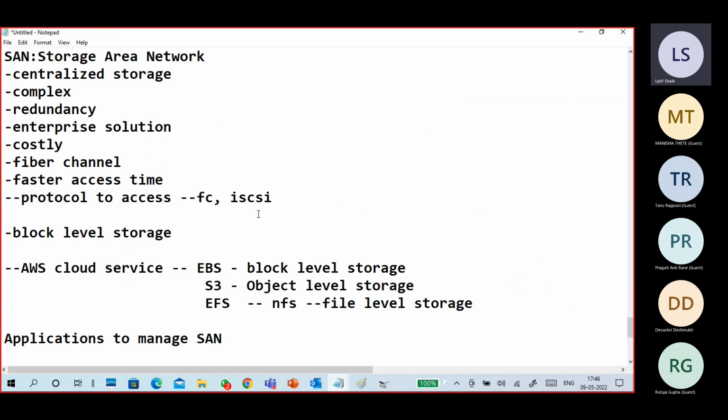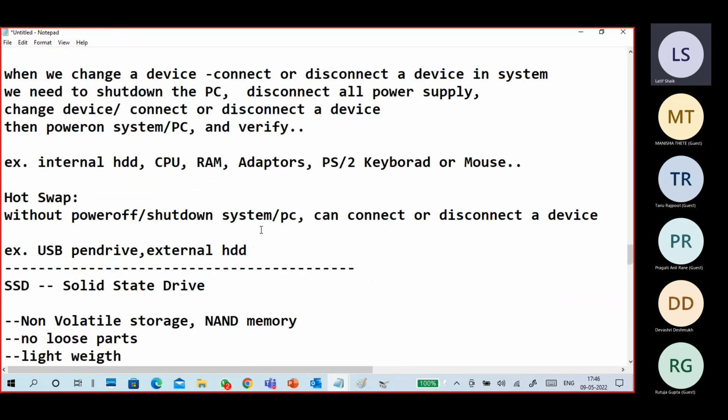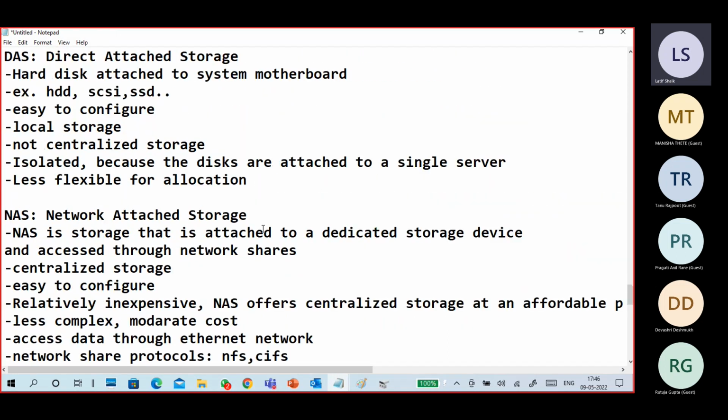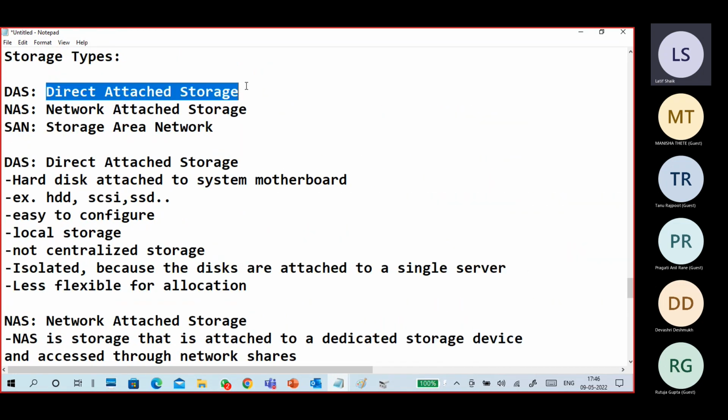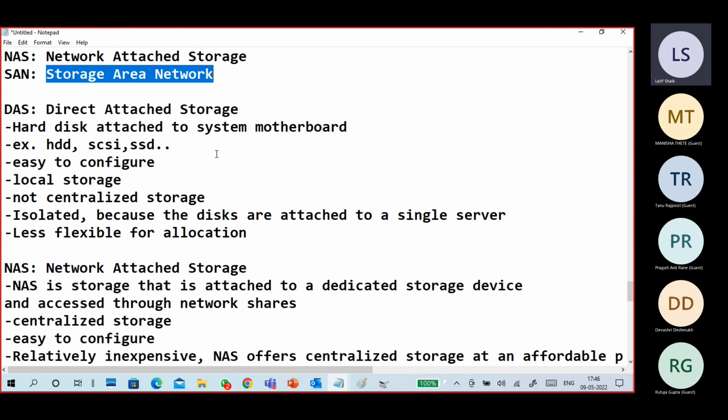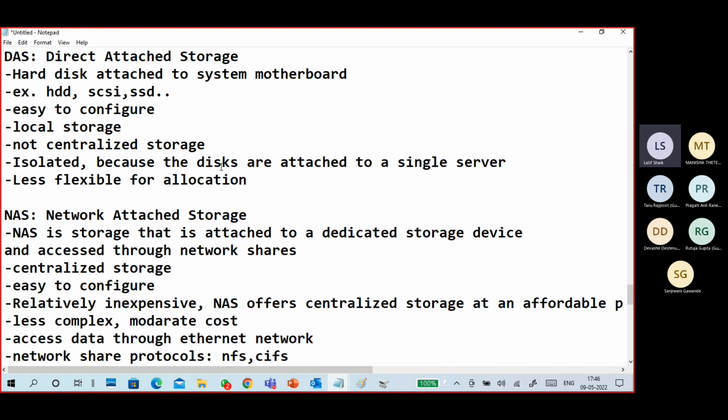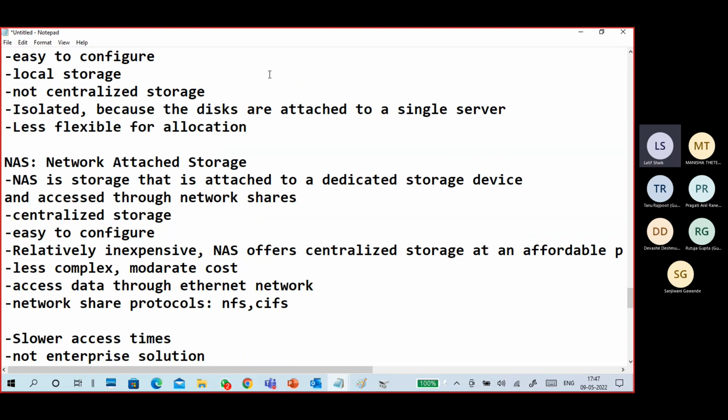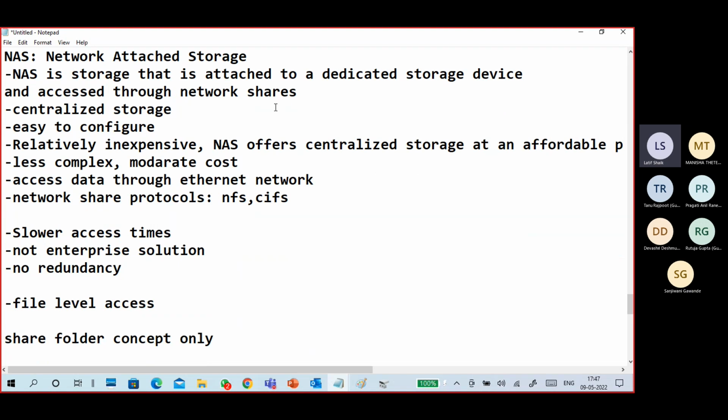It was completed last time, we will just go over it once. What is DAS? Direct attached storage. NAS, network attached storage. SAN, storage area network. Direct attached storage is a hard disk attached directly to a system: internal hard disk, external hard disk, SCSI hard disk, SSDs. It is very easy to configure. It is a local storage, not centralized storage.